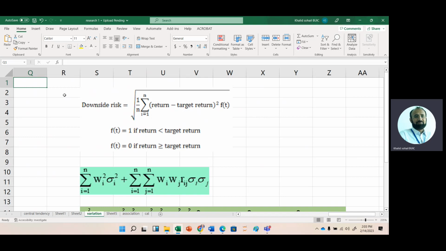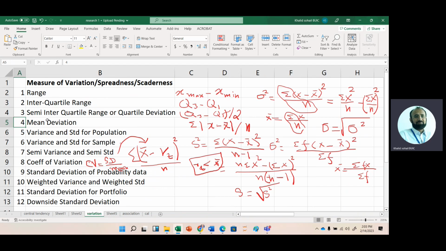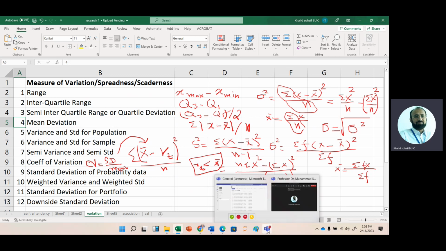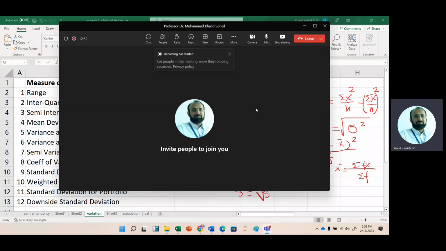I have also explained how we can calculate this downside risk in my portfolio performance measure video. So this is all about the measures of dispersion that are used to capture the effect of scatteredness in the data. In my next video, I will explain the calculation of some of these measures.